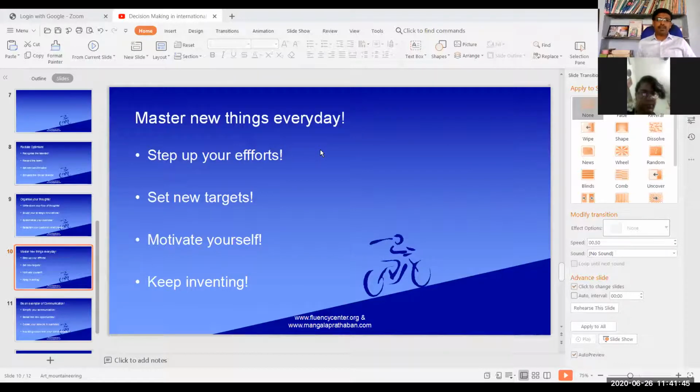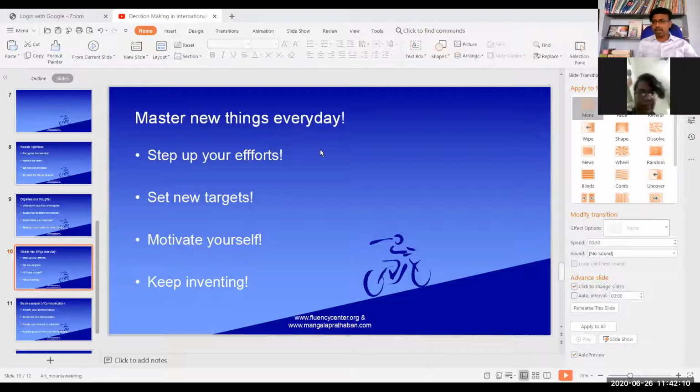Master new things. That is, step up your efforts. So every day you will have to step up your efforts to master new avenues in communication, new avenues in business, new avenues in your own knowledge sphere or skill realm, whatever it is. Wherever you are, whatever you do, step up your efforts in a particular direction.